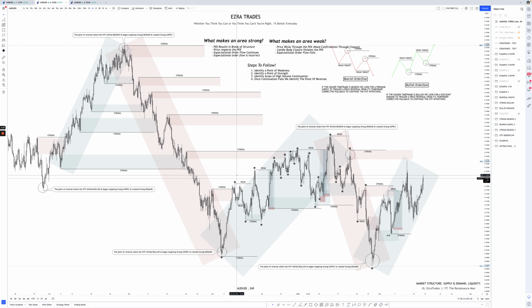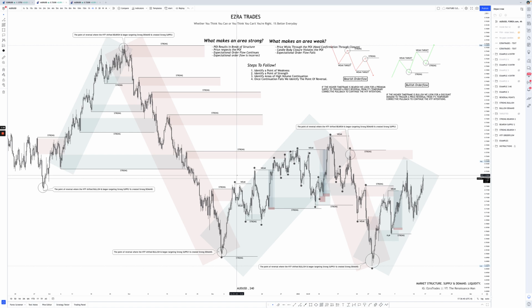Remember, identify a point of weakness, find the point of strength that ran through that area of weakness, make sure that it's an area of high volume continuation, and you want to basically create a zone of that area that caused the high volume continuation, which is what your supply or demand area is going to be. And then once the continuation fails, we identify the point of reversal. And once you do that, you want to make sure that is the higher time frame story.